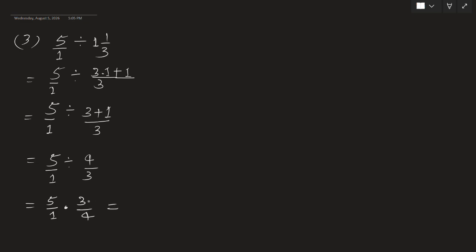And think, is it reducible? If we see, this 5 and this 1 are not reducible, and this 4 and this 3 are also not reducible. So let's multiply the numerator by the numerator and the denominator by the denominator. So 5 times 3 gives us 15 and 1 times 4 gives us 4. So our final answer is 15 over 4.